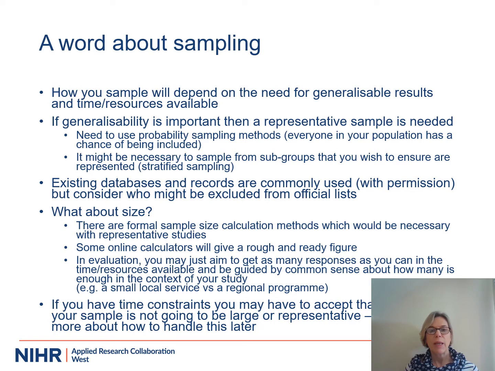and for which you might want to seek some expert advice. If generalisability isn't important, then you can use non-probability sampling methods, and those are the more hand-picked methods where we might approach people who we feel have got the relevant experience and perspective to take part in the study. In terms of how we access people and who we actually approach, we can use existing databases and records, and those are commonly used, obviously with the necessary permissions, but do consider who might be excluded from official lists, and if it's important that you find a way to engage those other groups.